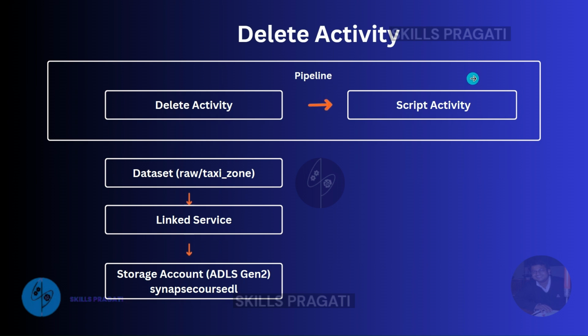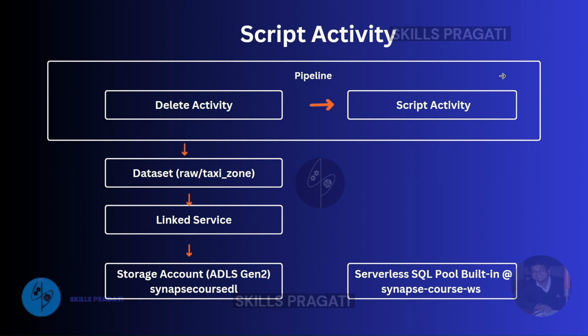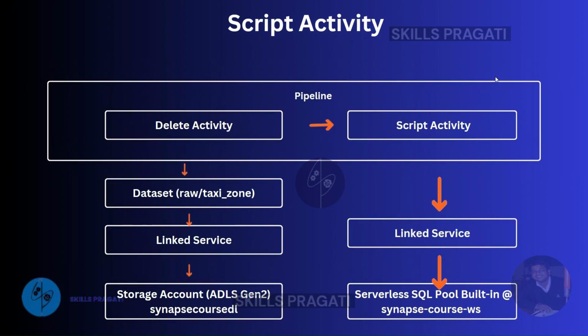Let's now talk about the script activity. The script activity needs to execute the script in a serverless SQL pool in the workspace. So it needs to know the connection information and the credentials required to connect to the serverless SQL pool. We can create a linked service to hold this information. Now, when you execute the script activity, it will get the connection information from the linked service, connect to the serverless SQL pool, and also execute the script.